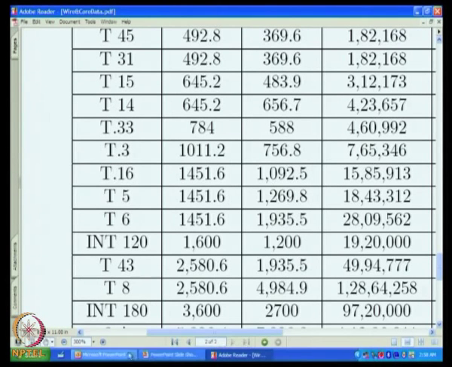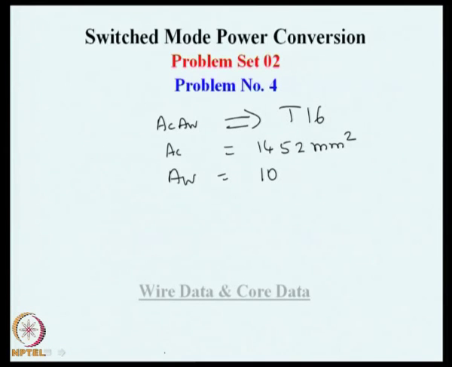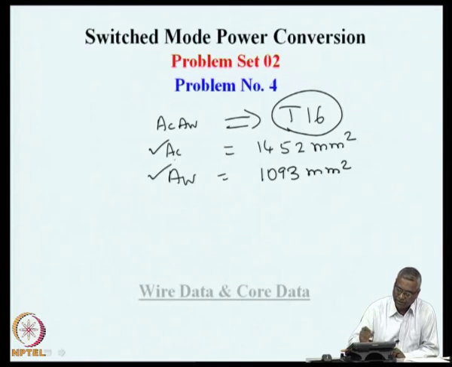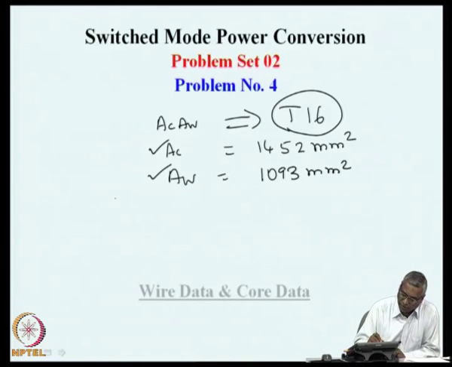.93 mm square. So, this is the core area that is valid for this type T16 and this is the window area. So, now it is very easy to select N1.